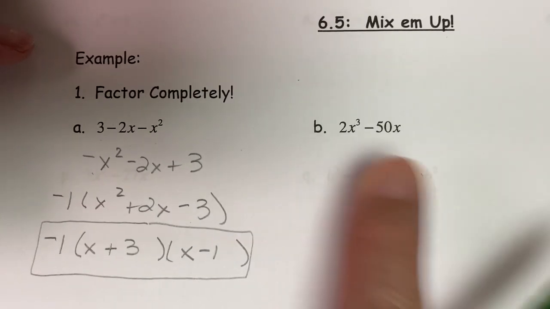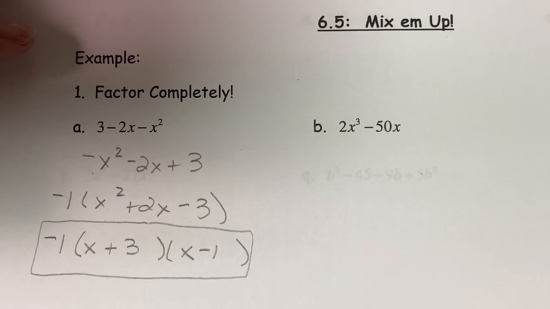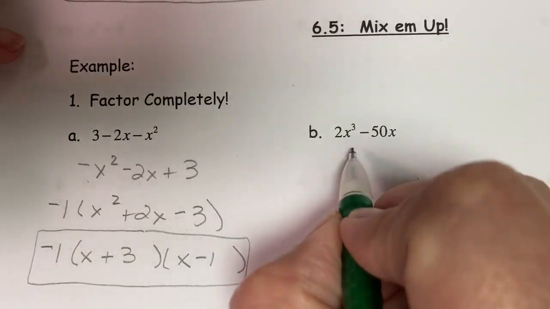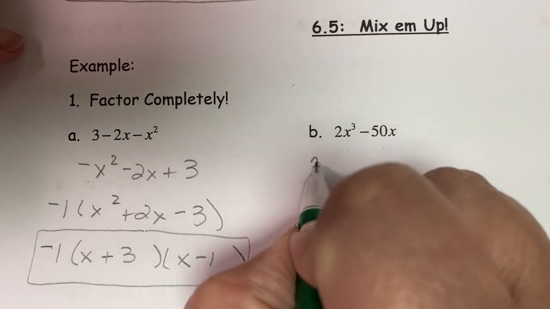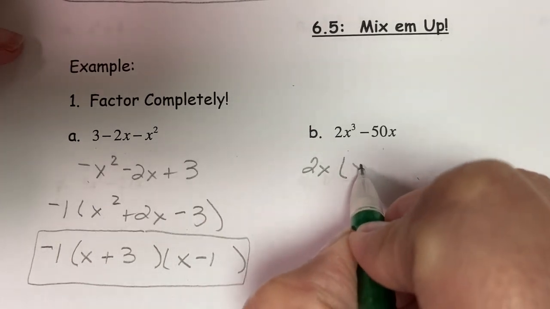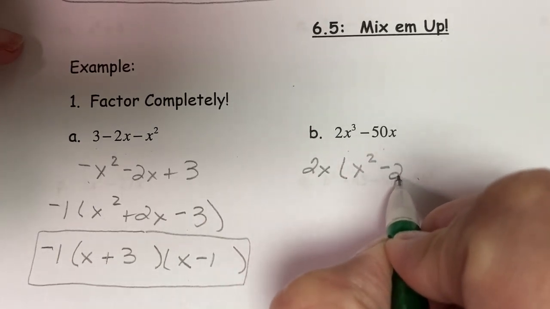So let's look at B. Again, think of the steps. What is the first thing you always do? You look for a GCF, which there is here. I can factor a 2x out of both of these terms, which would give me x squared minus 25.